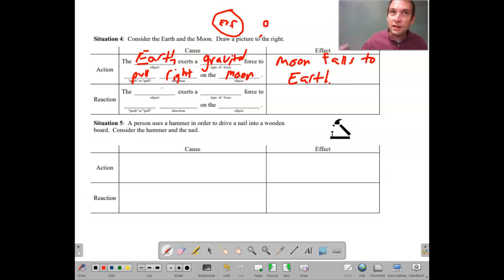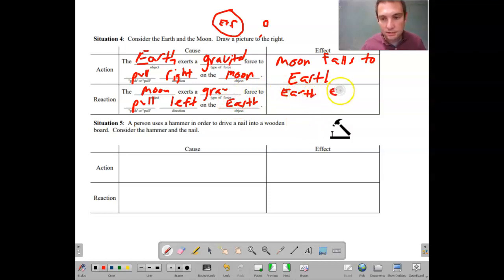So every year the Moon gets a little bit further away. I believe it's 4 centimeters a year. The Moon gets further away. The reaction is the Moon exerts the same type of force, gravitational, pull, opposite direction, left on the second object, or in this case the first object. And the result of that is we experience tides.